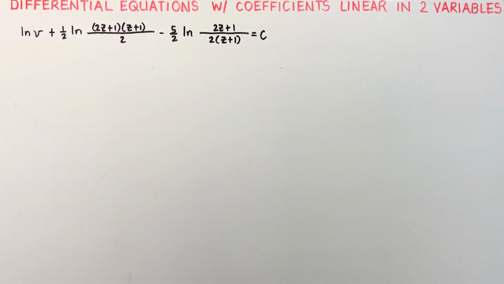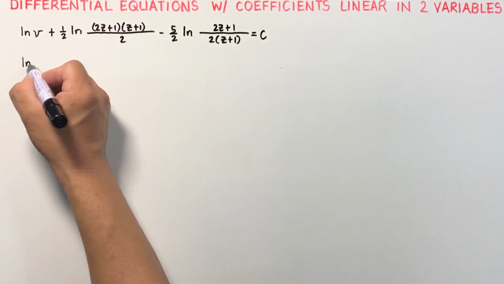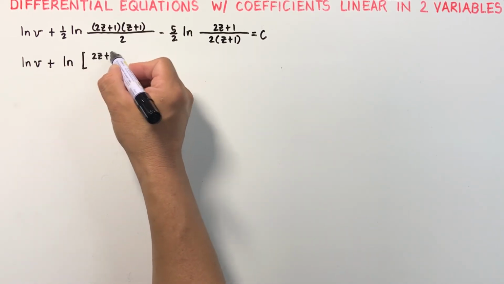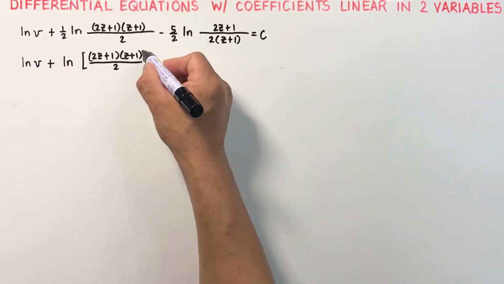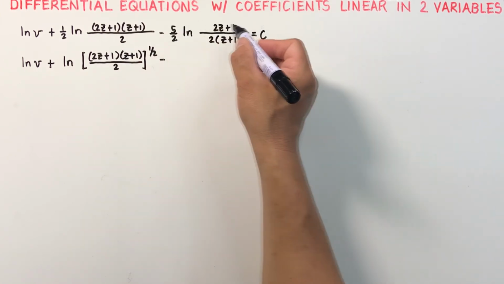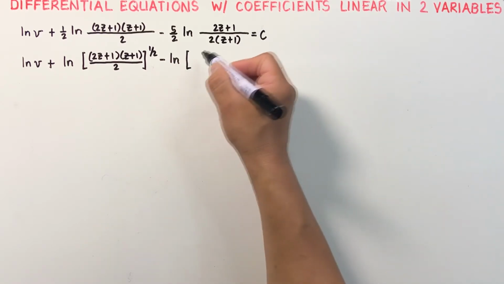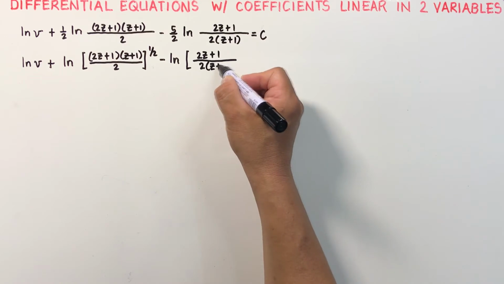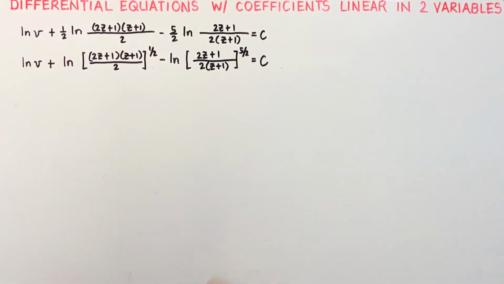So applying the properties of logarithms, we can use this 1/2 as the exponent to this fraction. So we have the natural log of v plus the natural log of the fraction of 2z plus 1 times z plus 1 divided by 2 quantity raised to the exponent of 1/2 minus this fraction, which can be used as the exponent of this fraction. So this is minus the natural log of the fraction 2z plus 1 divided by 2 times z plus 1 quantity raised to the exponent of 5/2, which is equal to the constant of integration, c.